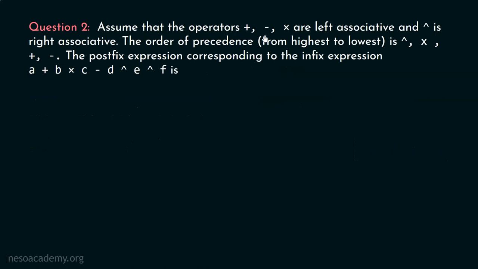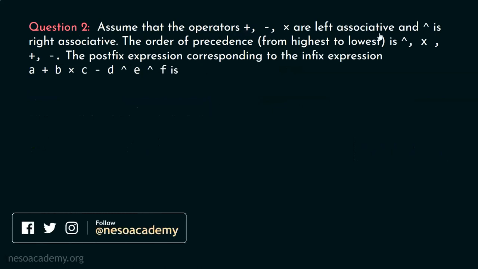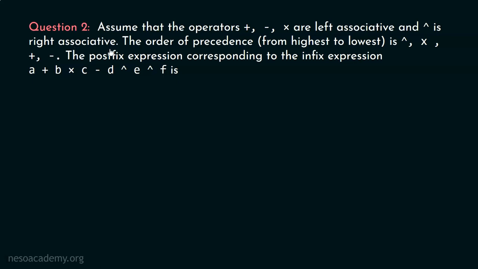Assume that the operators plus, minus, multiply are left associative. Assume that these operators are left associative and this exponentiation operator is right associative. Okay. This is a very important assumption according to this question. We have to assume that these operators are left associative and this power operator, this exponentiation operator, is right associative.